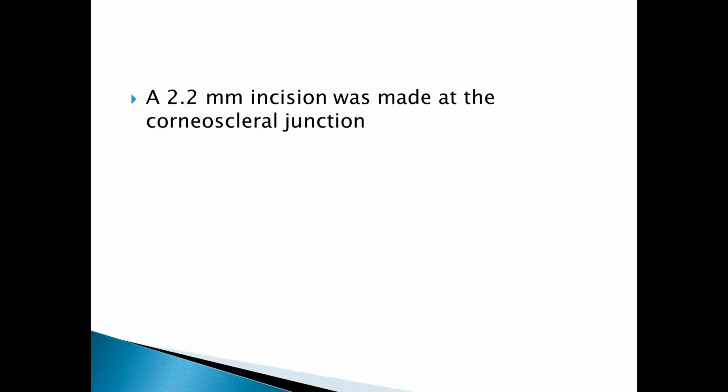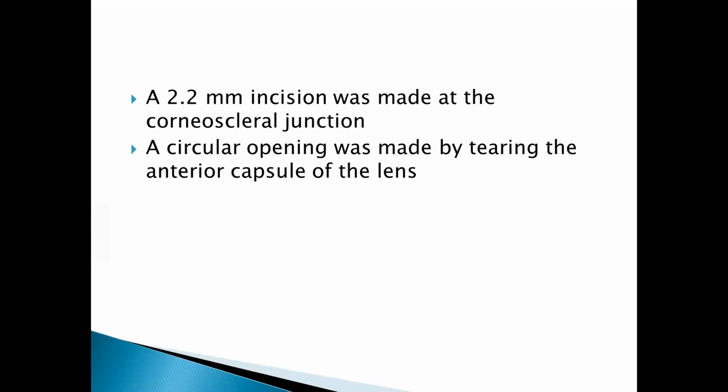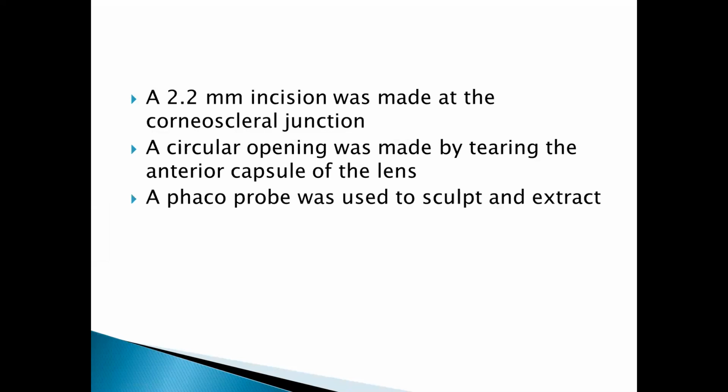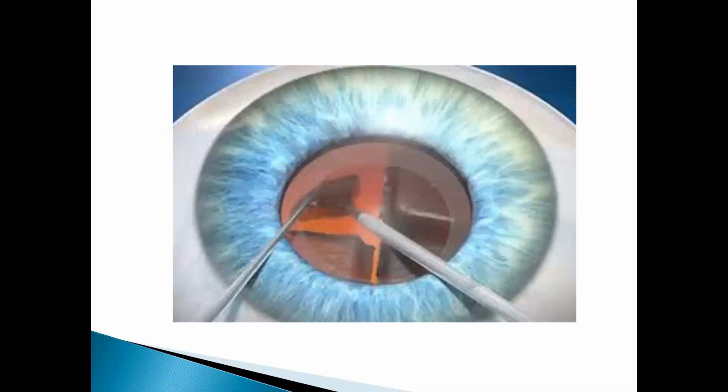So incision was made at the corneoscleral junction. A circular opening was made by tearing the anterior capsule of the lens. A phacoprobe, that is an ultrasonic probe, was inserted to sculpt and extract the lens material. So this is what it does. It breaks the lens into pieces and sucks them out little by little.